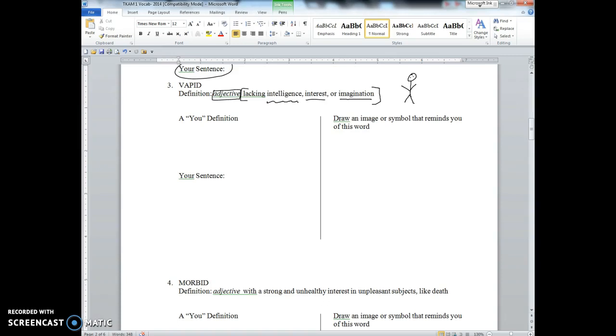Literally, the class is falling asleep. That individual, even though he is intelligent, is lacking interest, and so he would be considered vapid. Okay, vapid definitely does have a negative connotation to it.